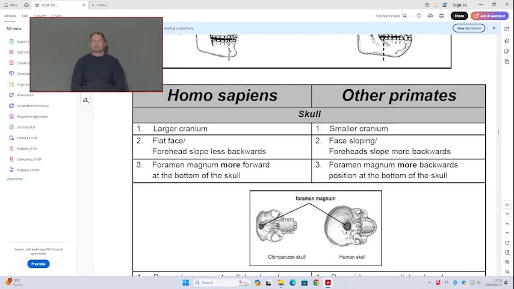And then the third characteristic that we look at, which is different, is the foramen magnum. The foramen magnum, which is in a more forward position. You see, the more is highlighted. If you just write foramen magnum, forward position at the bottom of the skull, no mark. That more must be in your answer. Not just forward, but more forward. And for other primates, the foramen magnum is in a more backward position at the bottom of the skull.